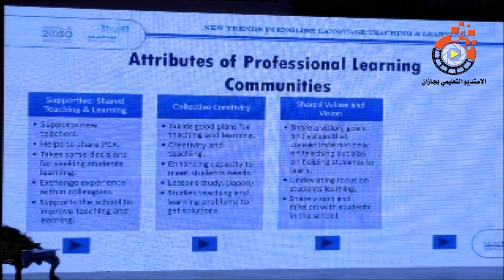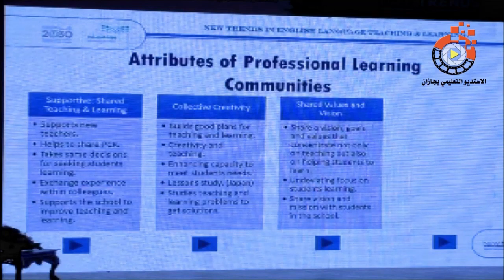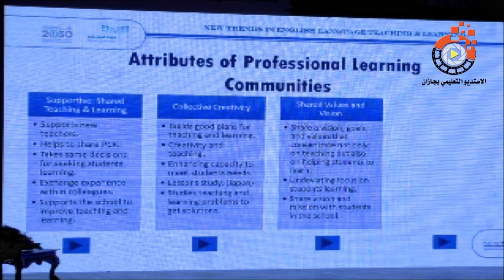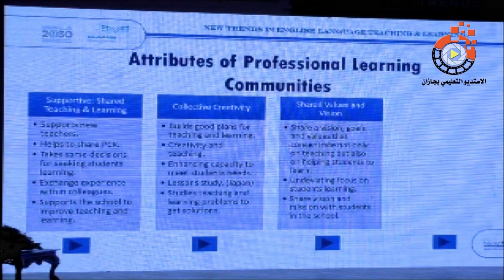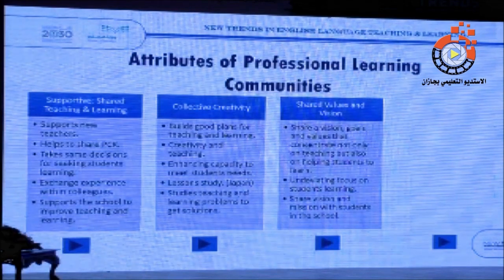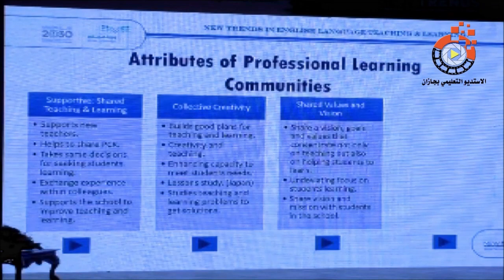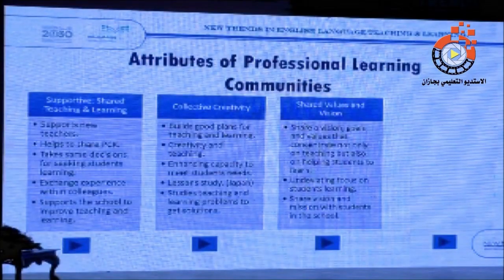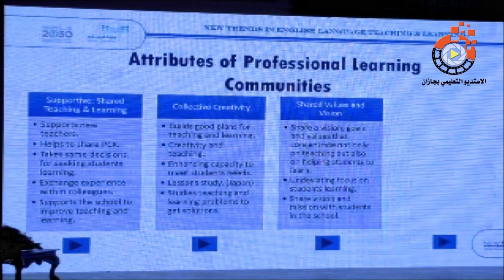Also, shared value and vision. While we are using the professional learning communities, we share our vision. We agree to have one vision for teaching English inside the schools to help our students to learn. So this vision must go also to our students, to tell them that this is our vision for you. Please help us to perform this and accomplish this vision.